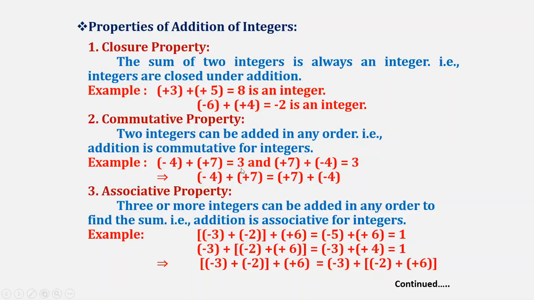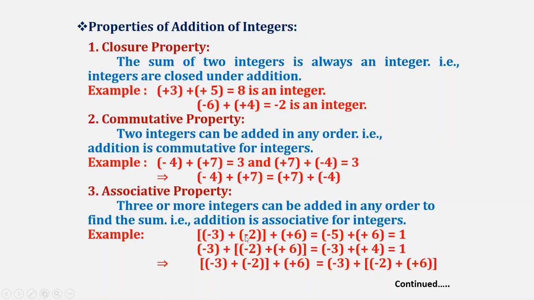So next property is associative property. Up to here, we are taking only two numbers. In the associative property, you will take three numbers. So three or more integers can be added in any order to find the sum. That is, addition is associative for integers. So if you take three numbers, first I am taking minus 3, minus 2 and plus 6. I am adding it.